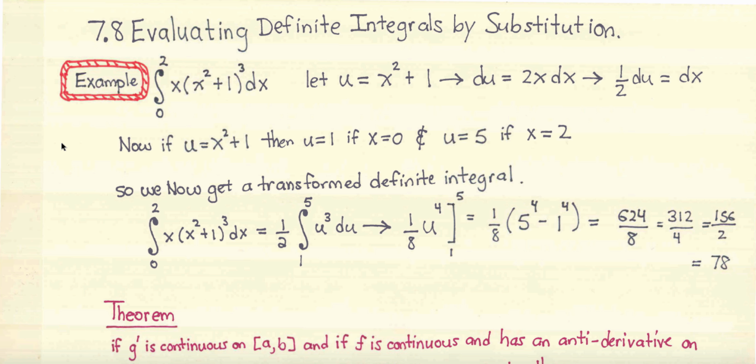So now we get a transformed definite integral. The integral from 0 to 2 of x times (x squared plus 1) cubed dx is the same value as 1/2 the integral from 1 to 5 of u cubed du. Well, that's 1/8 u to the 4th evaluated from 1 to 5, which is 78. And there it goes. This stuff is pretty cool. Now what we're doing is we're learning the mechanics of it.